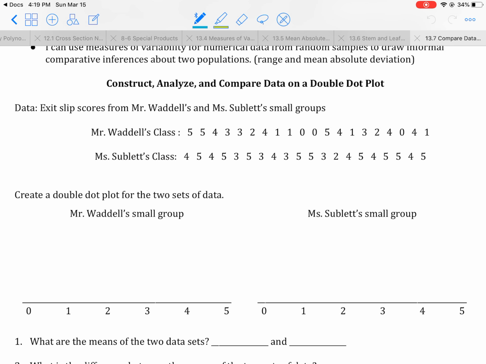So dot plots, remember, if I'm creating a dot plot, I just draw little X's that represent the number of scores. So for all the 5s in Mr. Waddell's class, I would draw an X. Got 1, 2, 3, so I have 3 X's. I just do that for all of the scores for both classes.